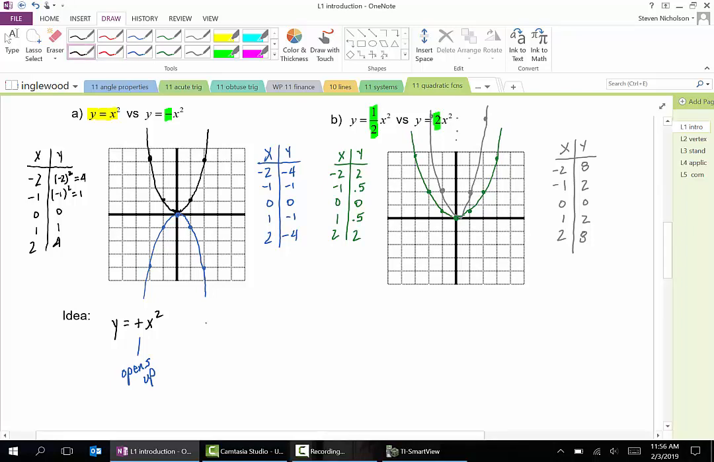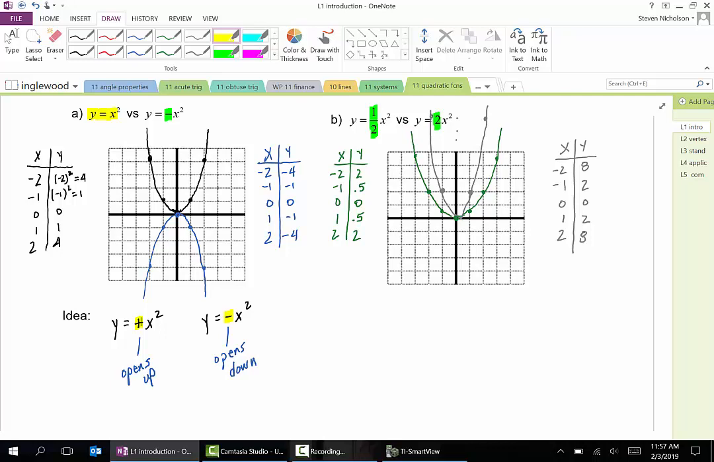But when we look at y equals negative x squared, what I want you to notice is this one opens down. And what makes it open down? The only thing we changed was a positive to a negative. So we're going to see something really clearly, I hope. When the coefficient, the number in front of x squared, is positive, these parabolas open up. And when the coefficient is negative, it opens down.